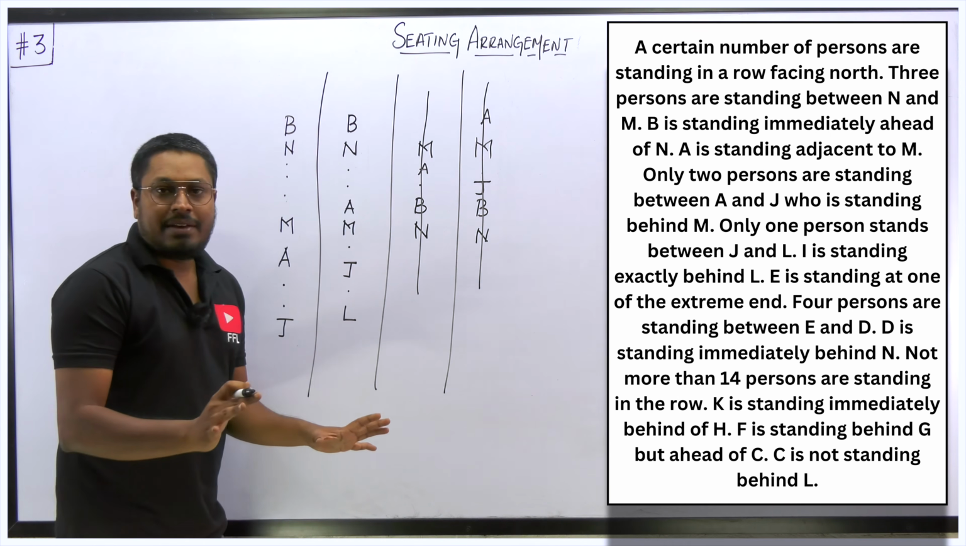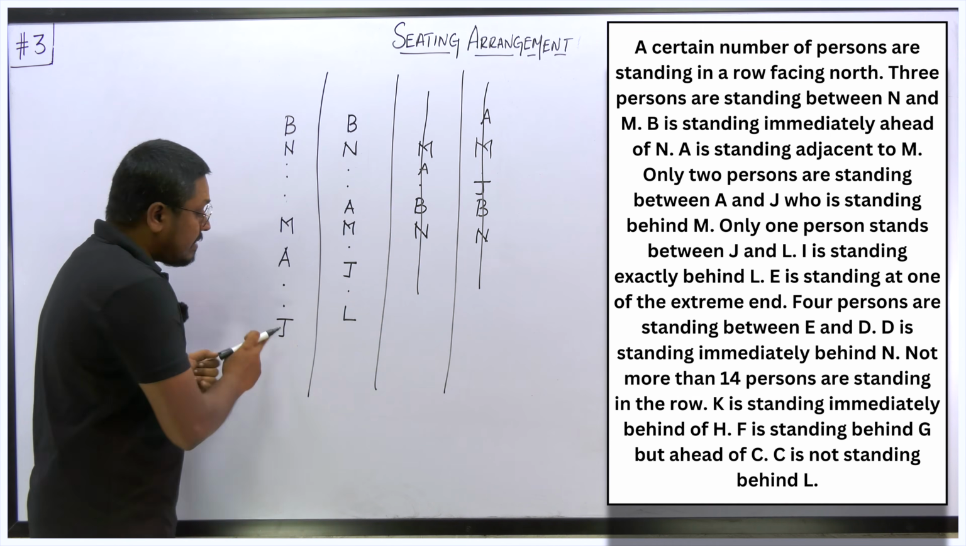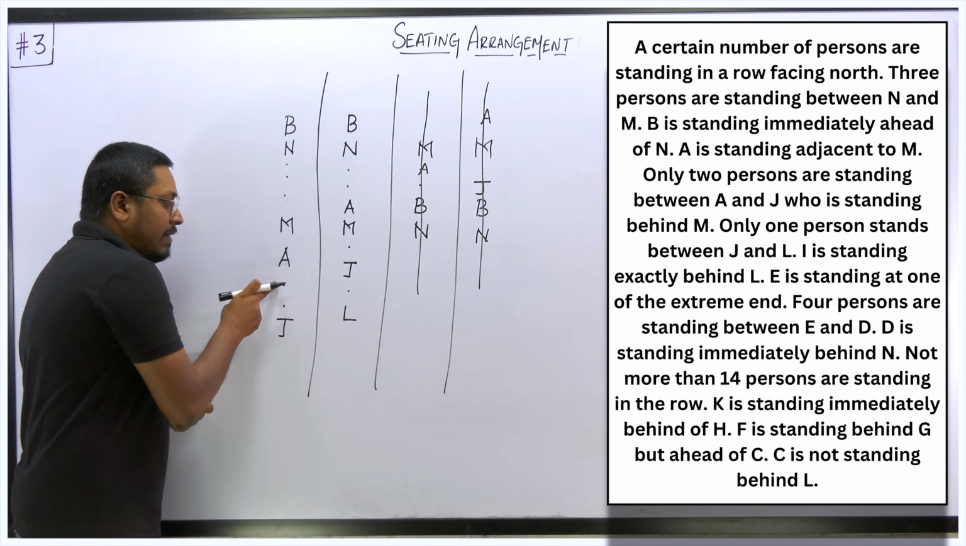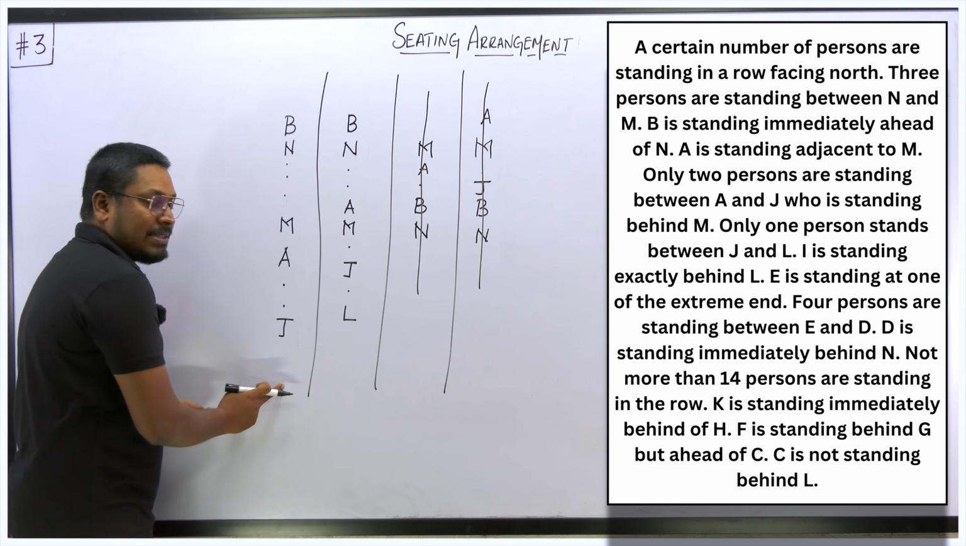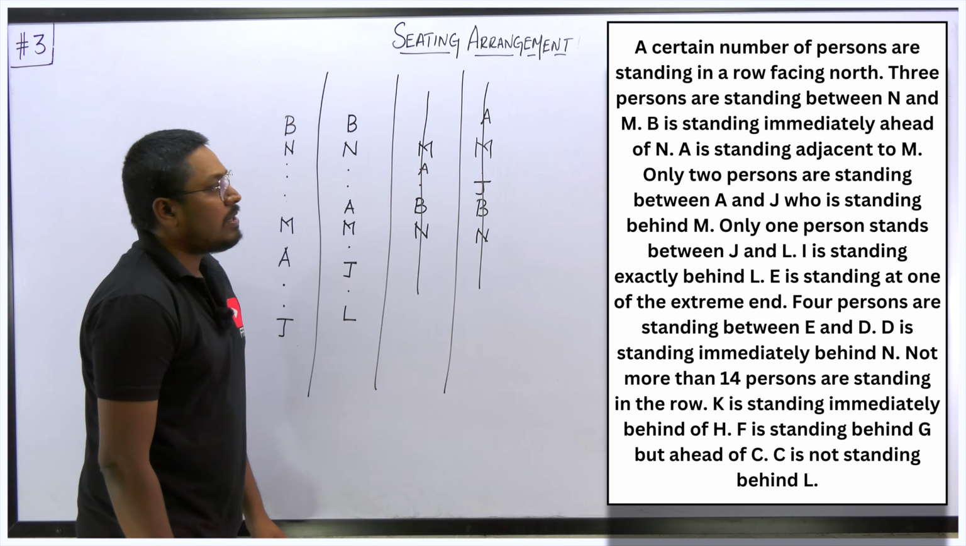2 diagrams we have eliminated. Only this diagram we have. In this diagram we are getting 2 possibilities. Either we can fix L here or else we can fix L here. So let it be. Let me move on to the next point.